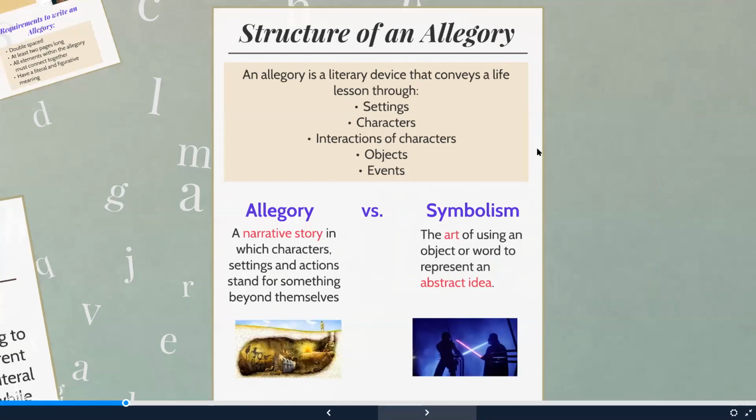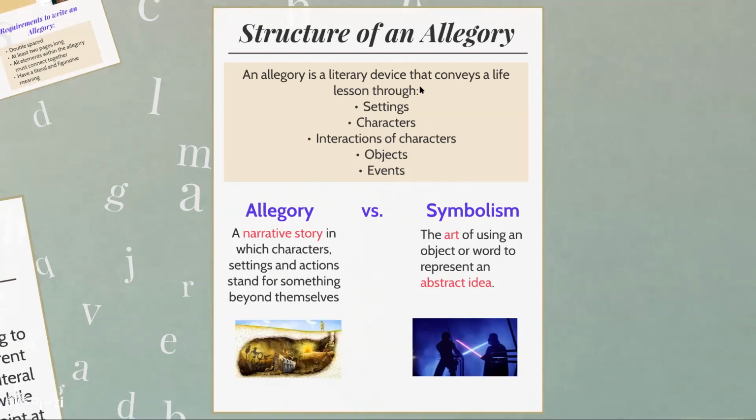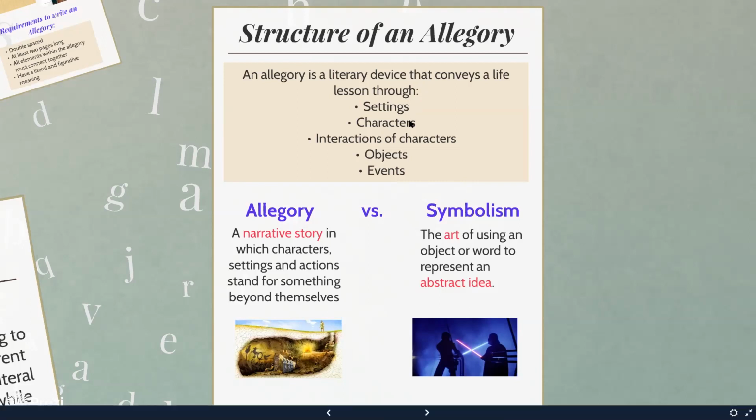So, the structure of an allegory. Allegory is a literary device that gives a life lesson through settings, characters, interactions of characters, objects, and events. Let's look at the difference between allegory and symbolism. Allegory is a narrative story in which characters, settings, and actions stand for something beyond themselves. And symbolism is the art of using an object or word to represent an abstract idea. So symbolism represents a small portion, but allegory is in the whole story.